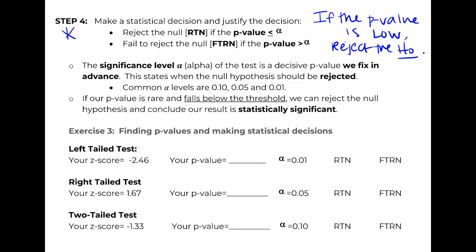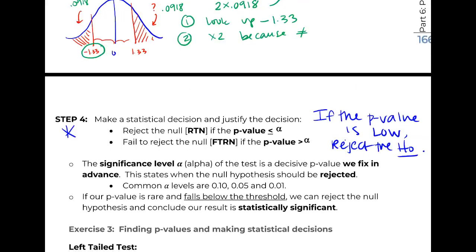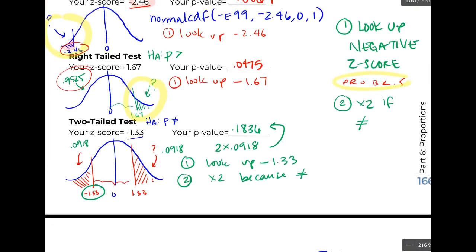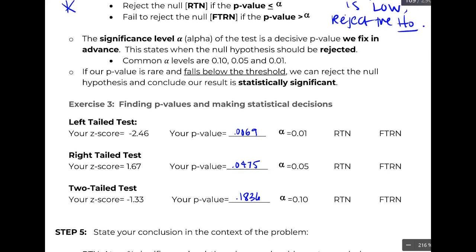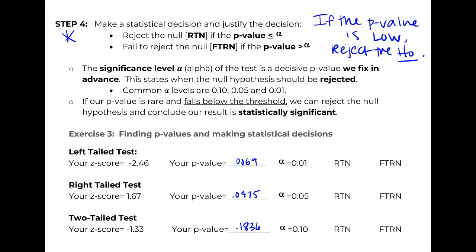So we had our previous examples, where we had p-values I don't remember because that was the last time I was up. So 0.0069, 0.0475, and 0.1836. All right, so if we look at these different p-values, first thing we've got to do is just determine if they're bigger or smaller than some set alpha or significance level.